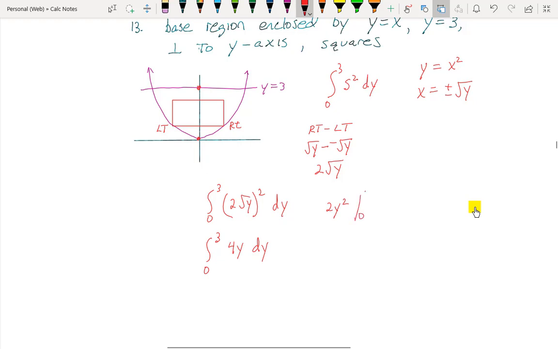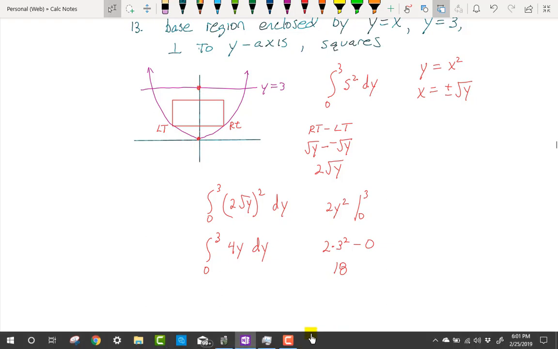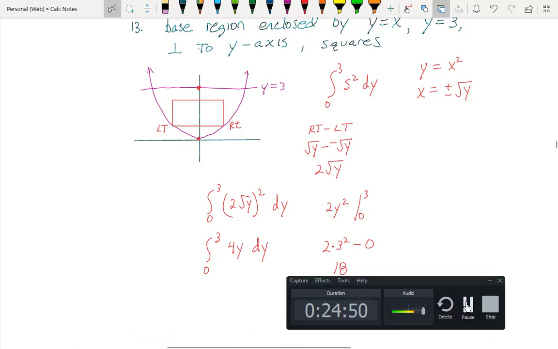From 0 to 3. This thing's turning out much easier. 2y squared from 0 to 3. So we've got 2 times 3 squared minus 0. The lower limit is going to be 0. So that's going to be 18. All right, and there you go.